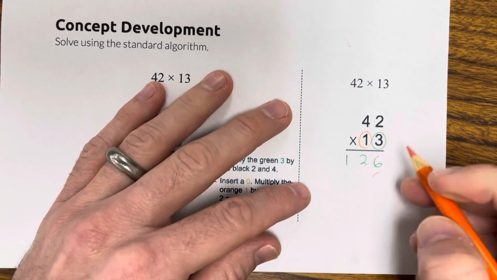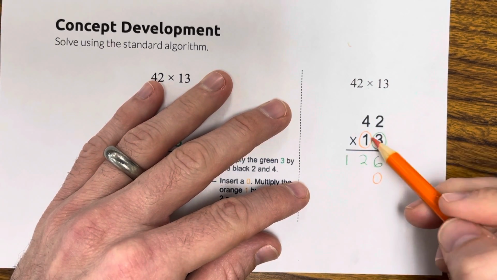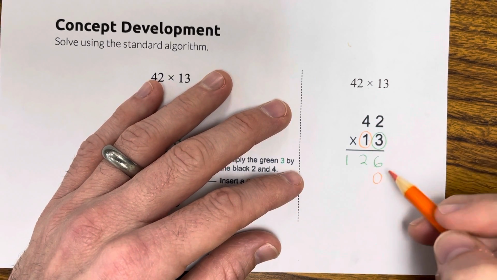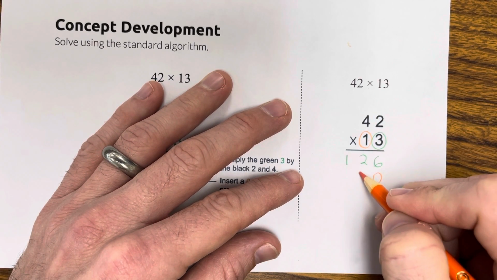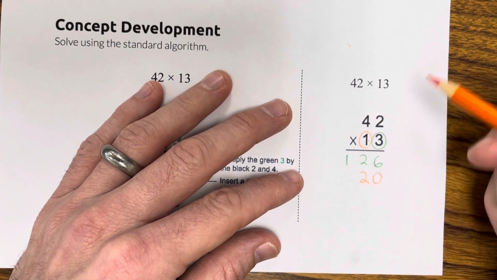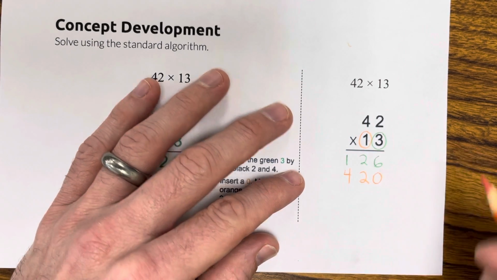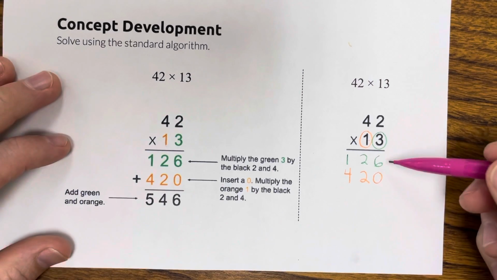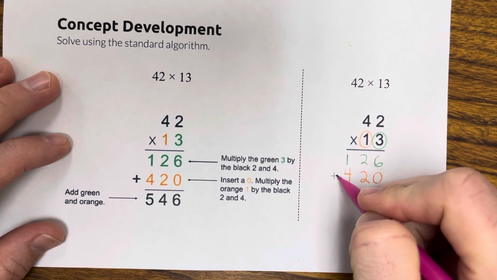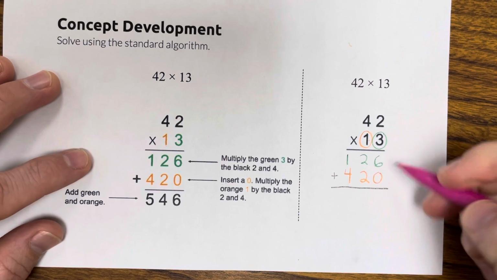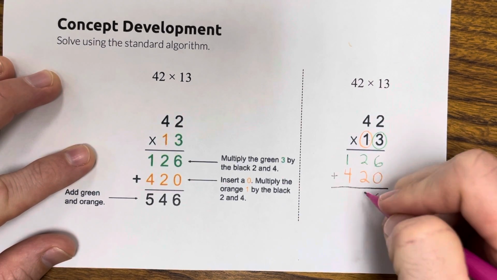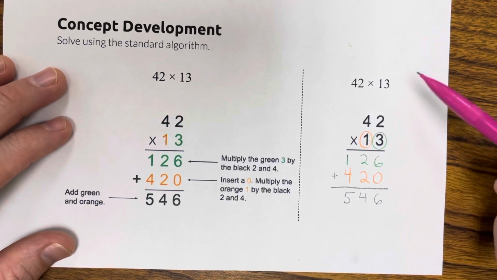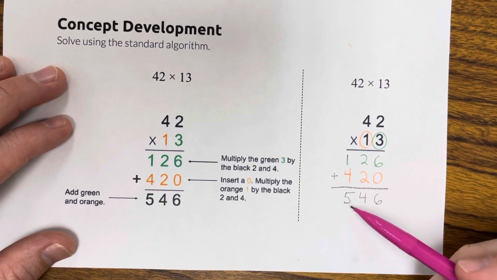And we do that because we're not really multiplying by 1 here, we're really multiplying by 10, right? 10 times 2. But now we just think, having inserted the 0, 1 times 2, which is 2. And then we do 1 times 4, which is 4. And we bring that down, okay? Now, we go ahead and we add the green line and the orange line together, okay? 6 plus 0 is 6. 2 plus 2 is 4. And 1 plus 4 is 5. And that is our final answer. So 42 times 13 is 546.